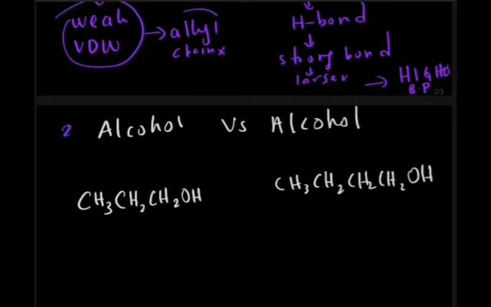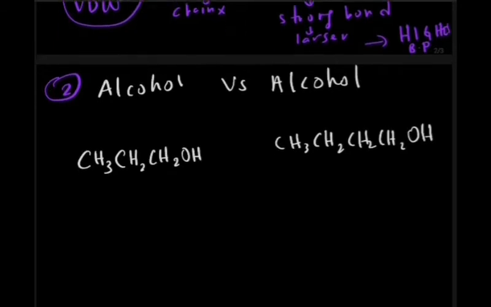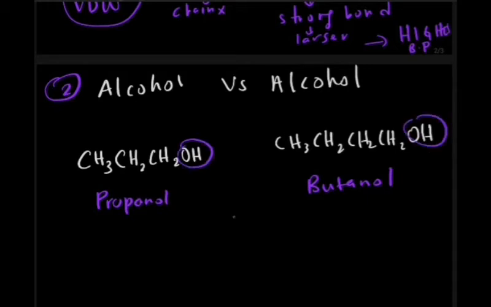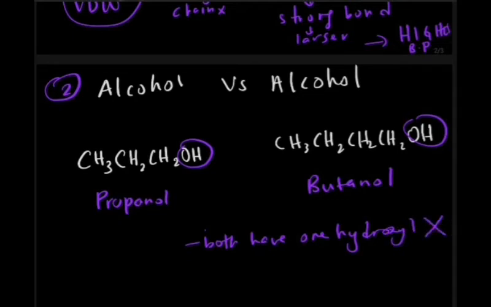But in the second case, both are alcohols. So we look at what's the difference between them. Here we have our propanol, and then we have 4 carbons, so we have our butanol here. Let's look at what's the same here. Both are alcohols, so both have one hydroxyl. In this case, your hydrogen bond, your hydroxyl, is not going to be the factor that we want to investigate. Why?